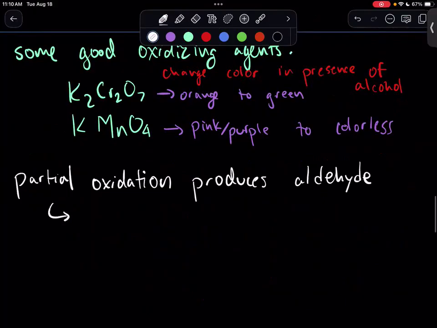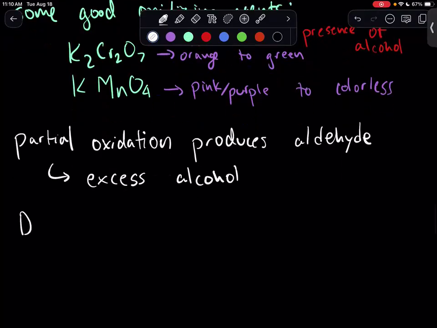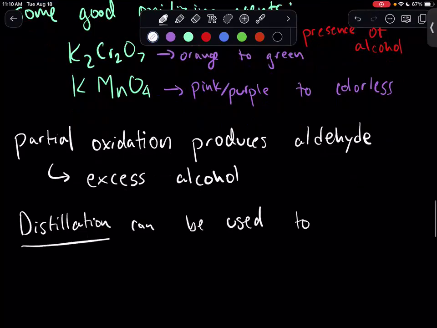And the way we can do this is using excess alcohol. That way, the limiting reactant will be our oxidizing agent, meaning there won't be enough to continue the reaction. Furthermore, distillation can be used to remove the aldehyde.